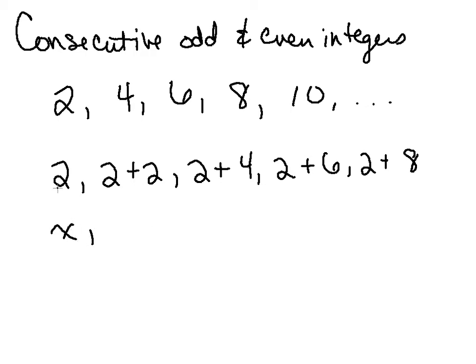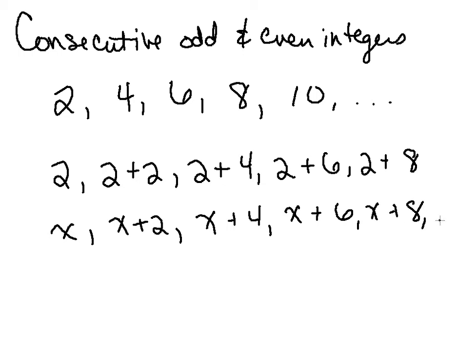If my first consecutive even integer is x, the next one following the same pattern would be x plus 2, because if x were 2, 2 plus 2 would give me 4. The next ones are x plus 4, x plus 6, x plus 8, and I can continue in this pattern. So this would be my first in a series of consecutive even integers. This would be my second, third, fourth, and so on.